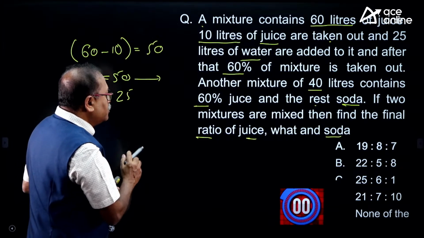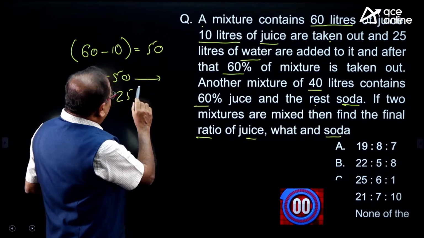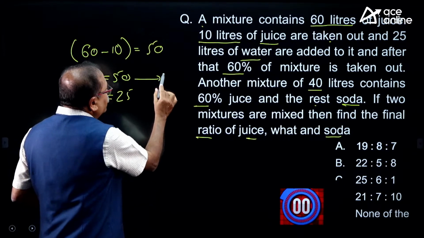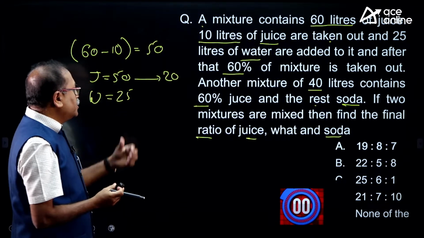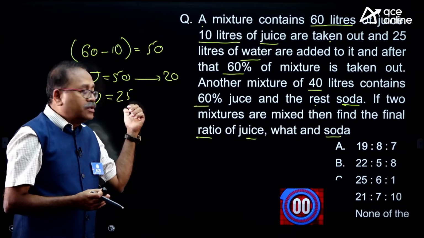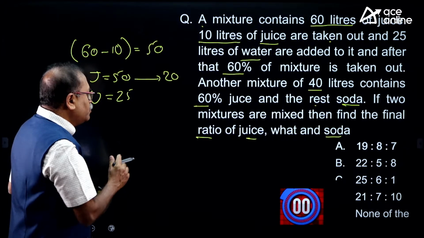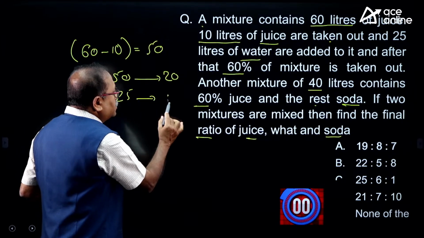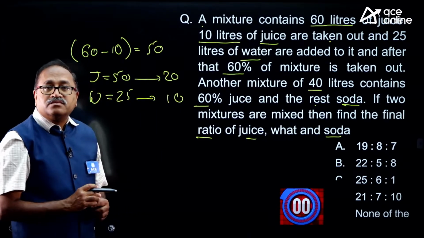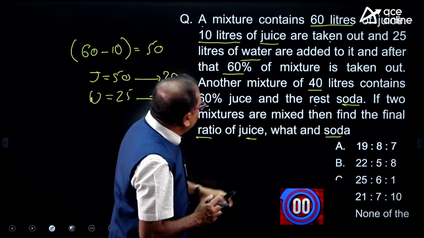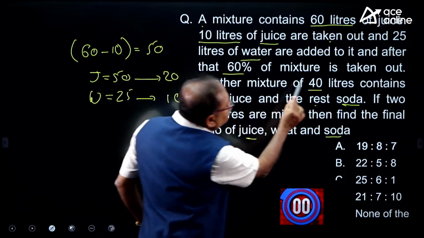So you are taking out 30, and 20 liters will be left. And if you are taking out 60% of this, that comes to 15. So you will be left with 10 liters. And after that, again it is said that something is added. What is added?